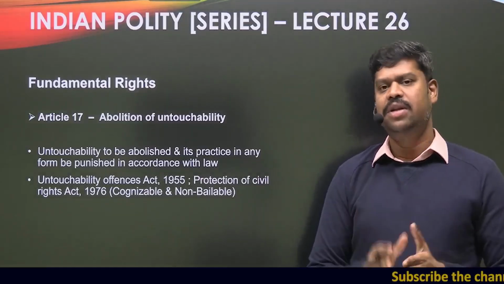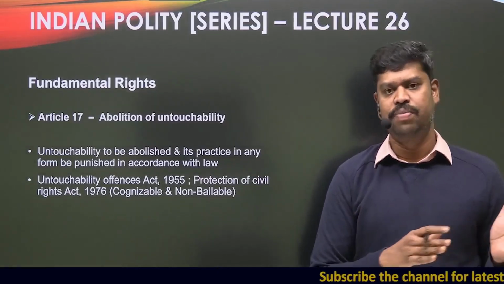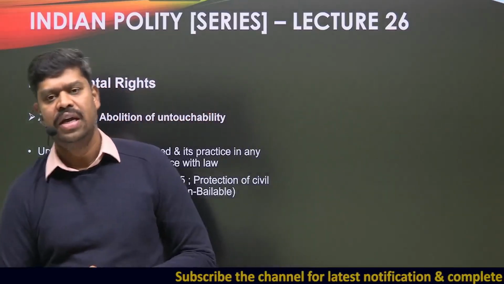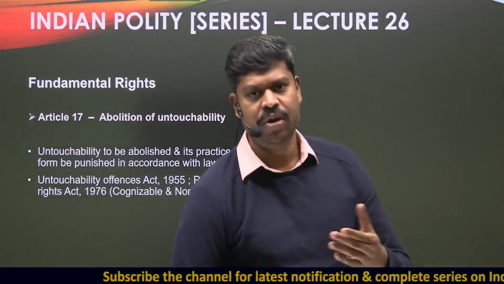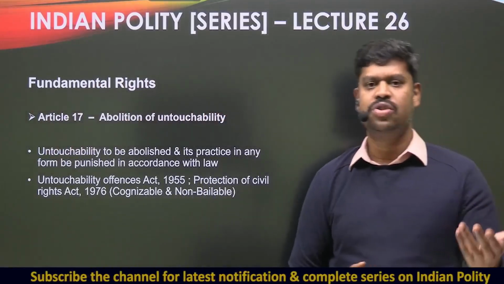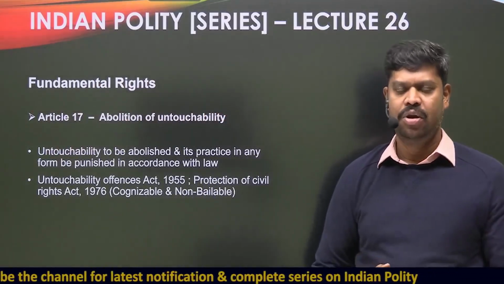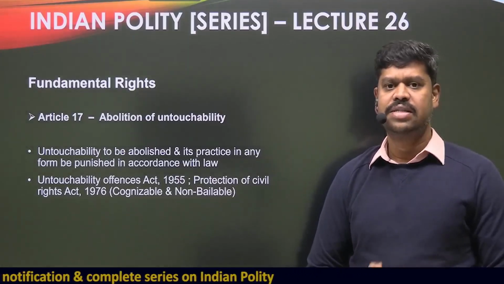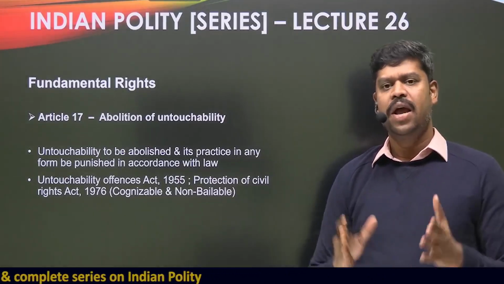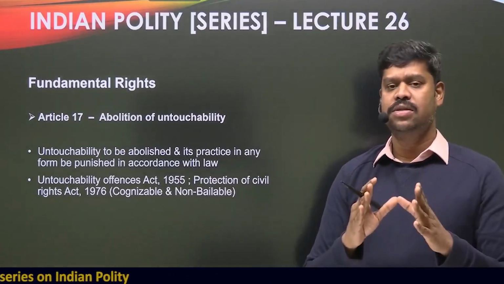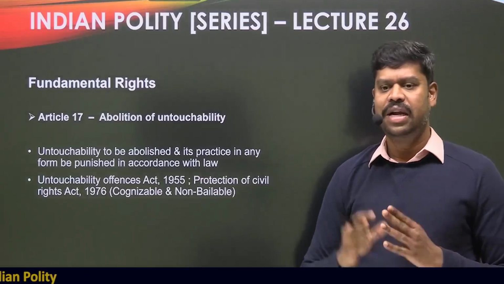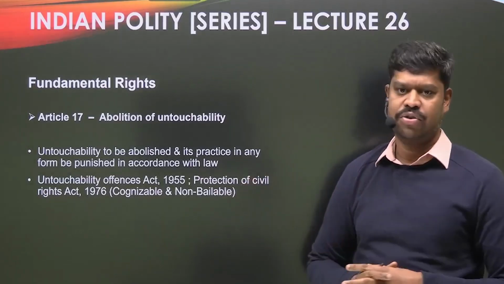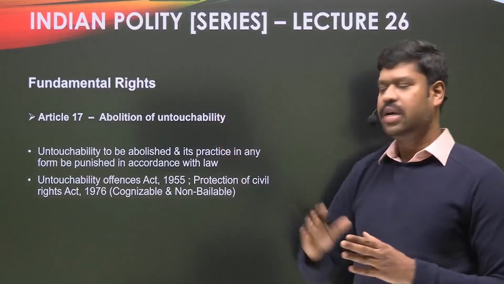Now, untouchability was a practice that was followed before the commencement of the Constitution, but the members of the Constituent Assembly thought that if untouchability were to continue in our country, it would go against the principle of equality in society, and hence untouchability should be abolished. And to abolish untouchability, the best way was to make it a fundamental right, so that anybody practicing untouchability would be considered to be violating the fundamental rights of individuals. So that is what Article 17 is saying.